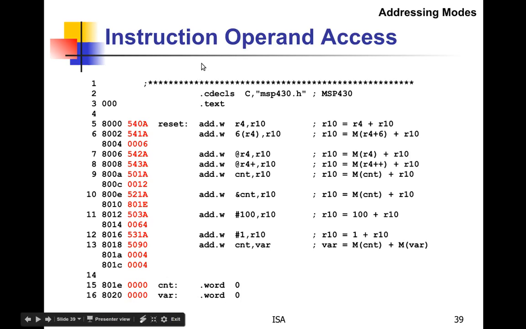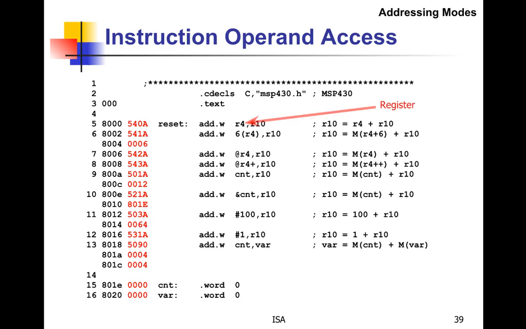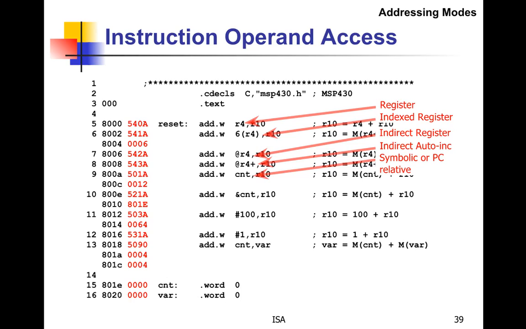So let's look at the different kinds of addressing we're going to look at closely. First one is register. The second one is used here as indexed register. The next one here is indirect register, and indirect auto increment. And then we've got symbolic, which is really PC relative. Then we have absolute, and we have immediate, and we have when the immediate constant is one of those special ones, -1, 0, 1, 2, 4, or 8.